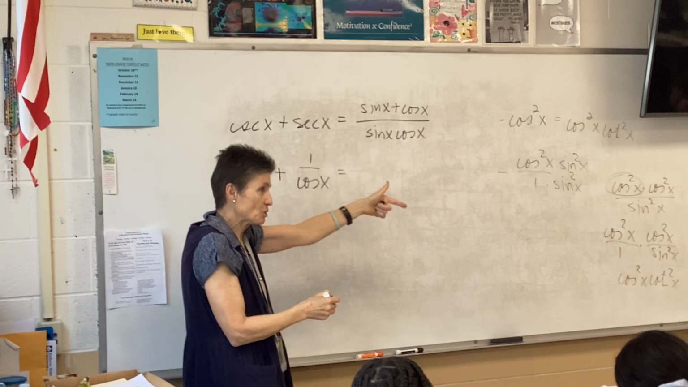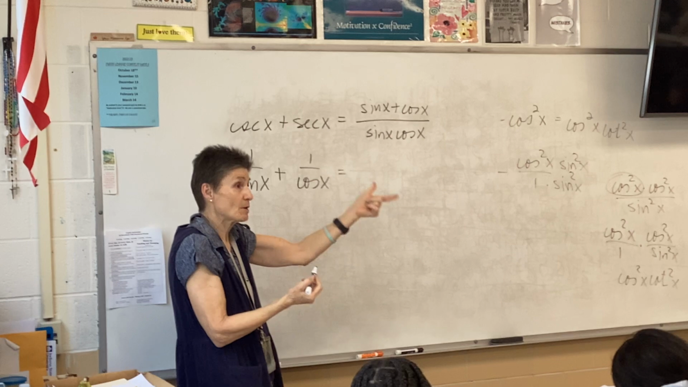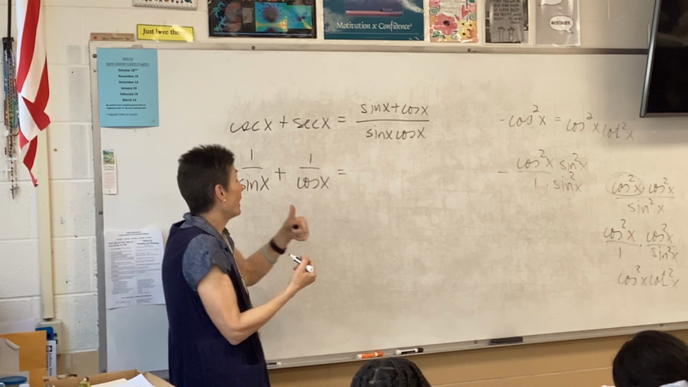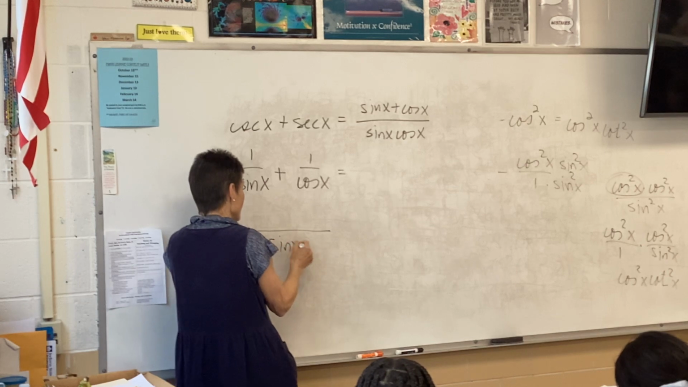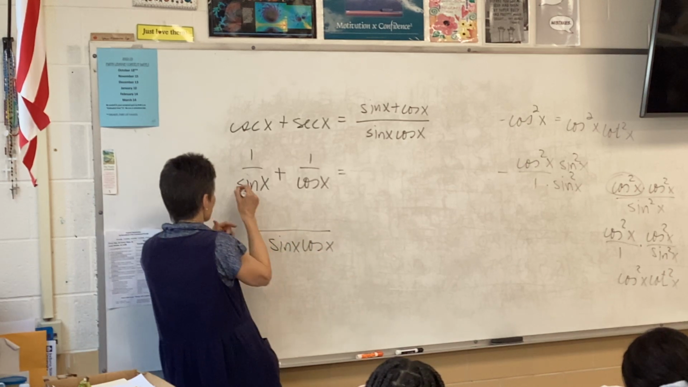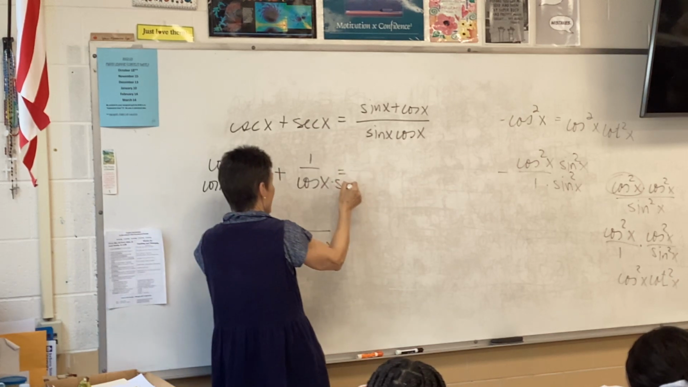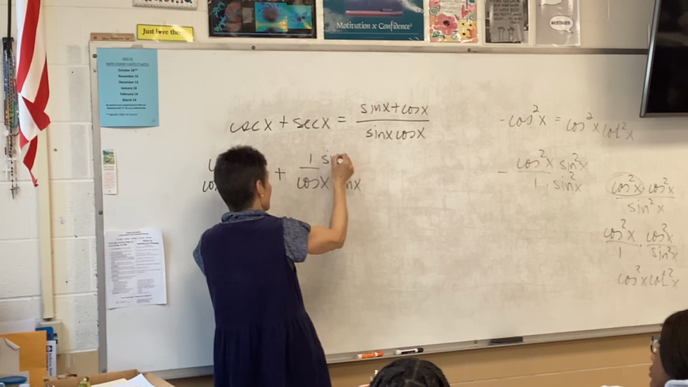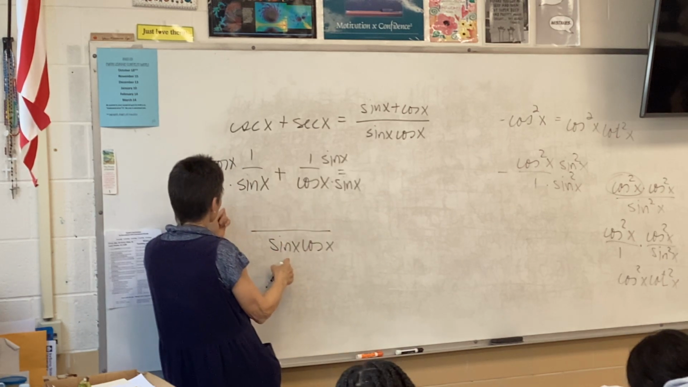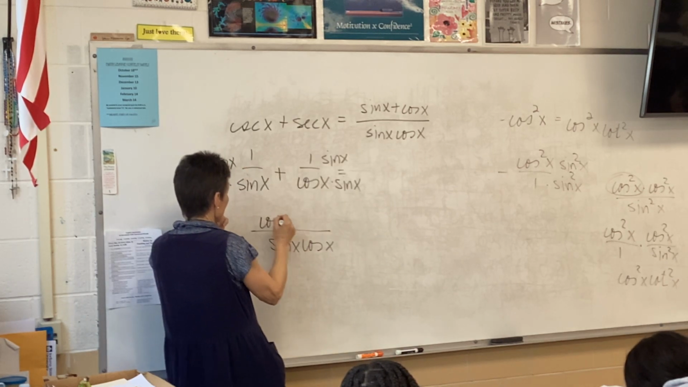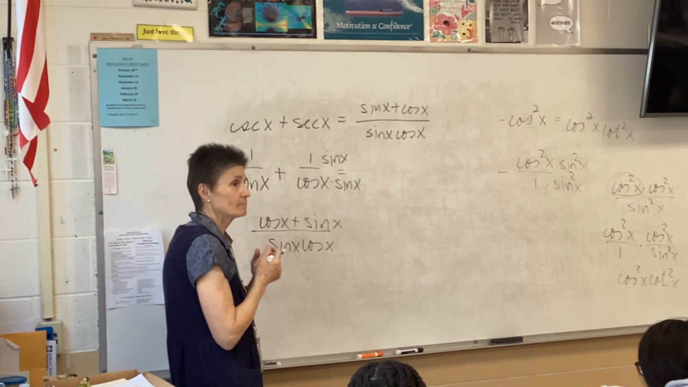Well, this is like deja vu. Now I have two fractions. This time they're added. I need a common denominator. I'll try to do it right. I need a sine and a cosine, right? So this one needs a cosine. This one needs a sine. So now they both have the same denominator. And the numerator is cosine plus sine. I think we're done. That's our answer.